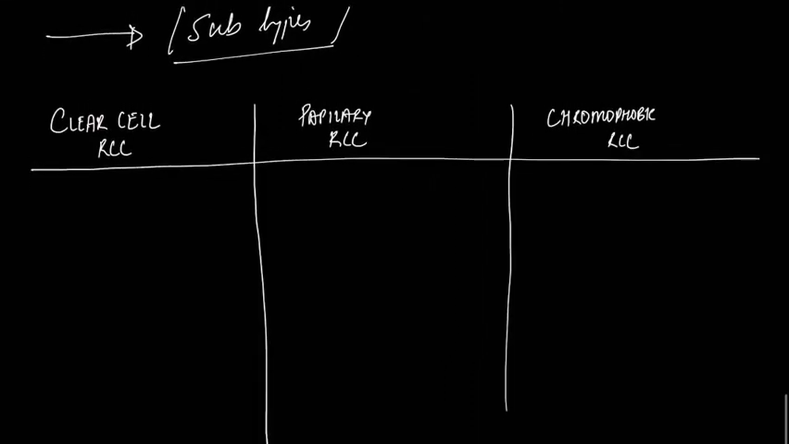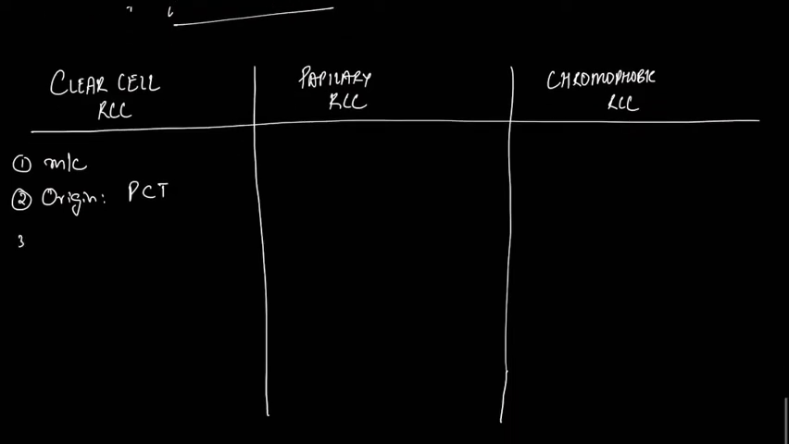All right, so to study the subtypes, the 3 most important subtypes, we'll be studying in a table format. So let's start with your clear cell RCC. Now this is your most common malignant renal tumor. Now let's look at its origin. This originates from your PCT. Now coming to its gross features.